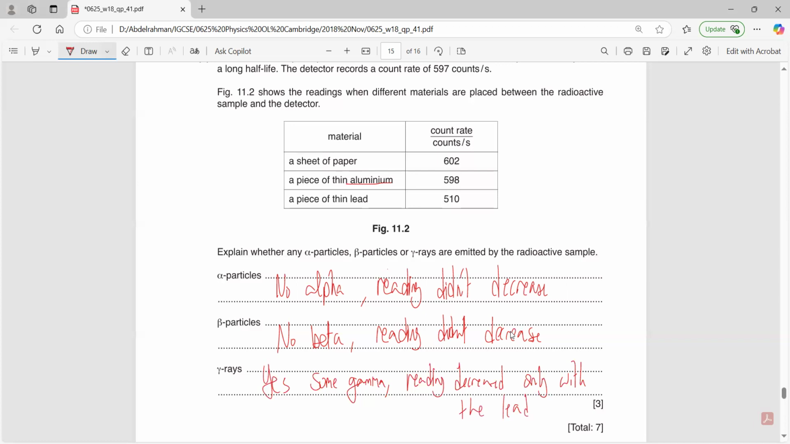Beta should be stopped by this sheet of aluminum. Alpha should be stopped by the sheet of paper. And when the number did not change with paper and aluminum, they did not change the reading. Therefore, we don't have any alpha or beta particles. We only have gamma rays. Why? Because gamma rays were prevented by this lead sheet.